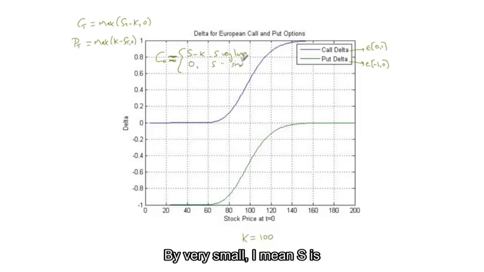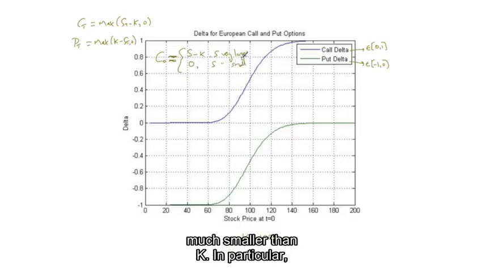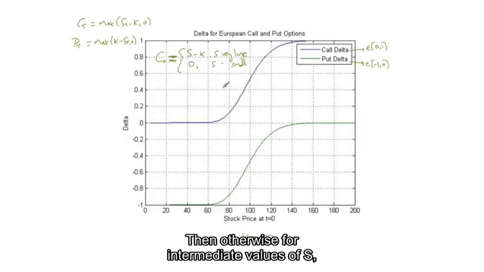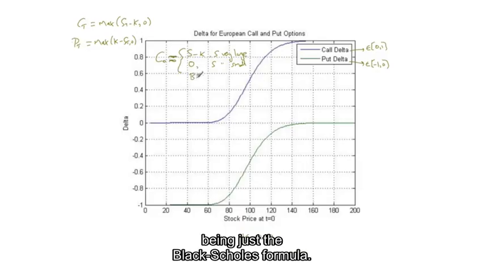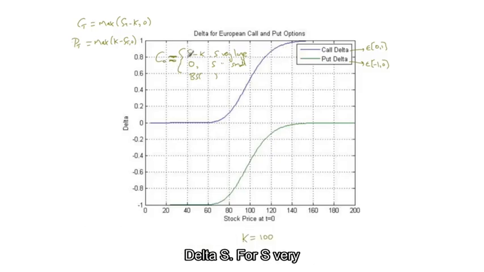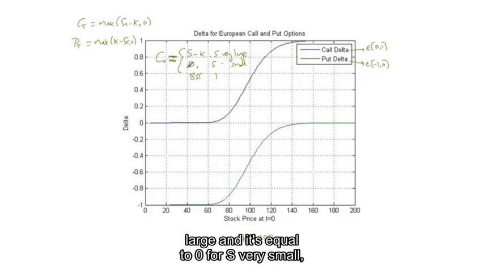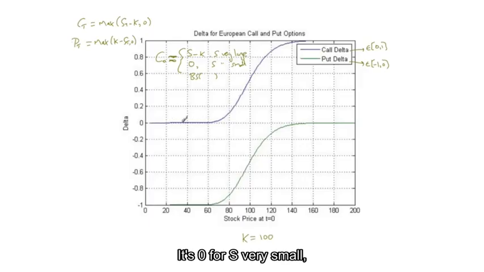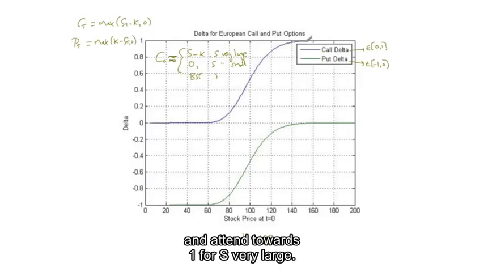And by very small, I mean S is much smaller than K, and in particular, it is small enough that the chances of exercising the option are approximately 0. And then otherwise, for intermediate values of S, we can calculate C_0 as just the Black-Scholes formula. The important thing to note here is that delta, the partial derivative of C with respect to S, is therefore going to be equal to 1 for S very large, and equal to 0 for S very small, and indeed that's what we have here. It's 0 for S very small and tends towards 1 for S very large.